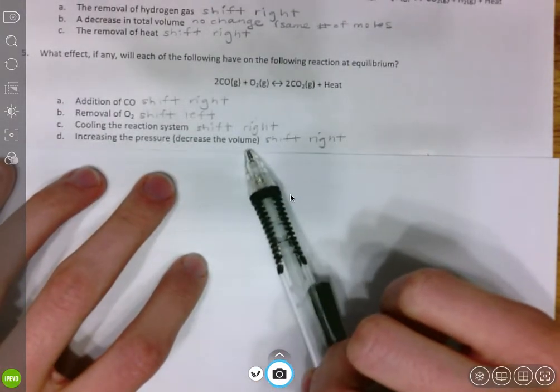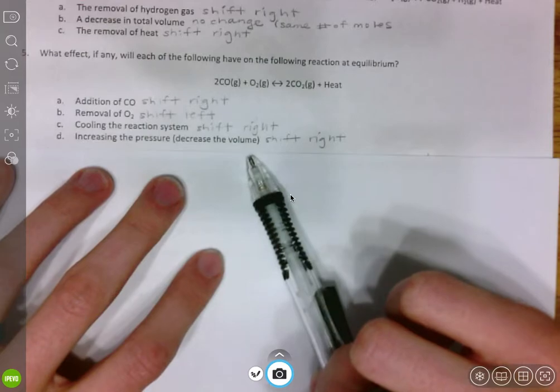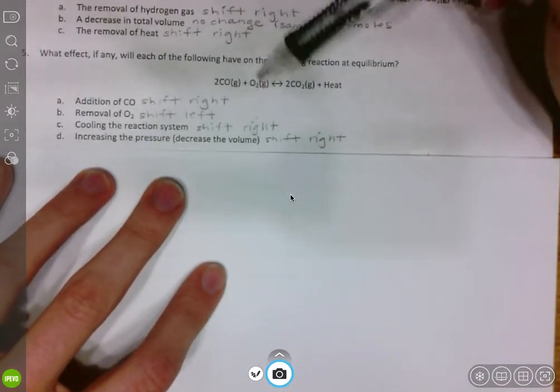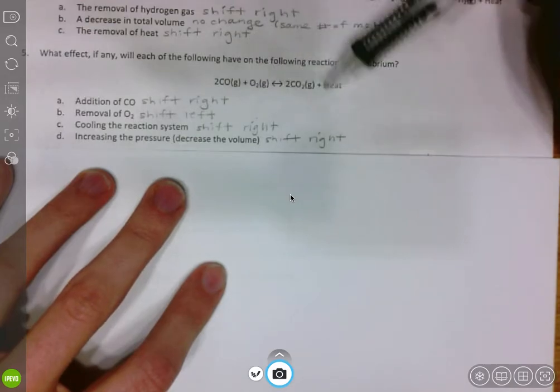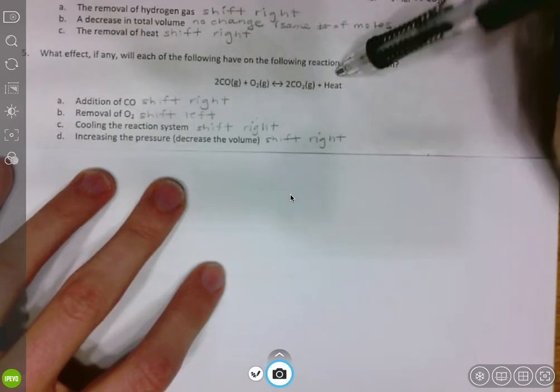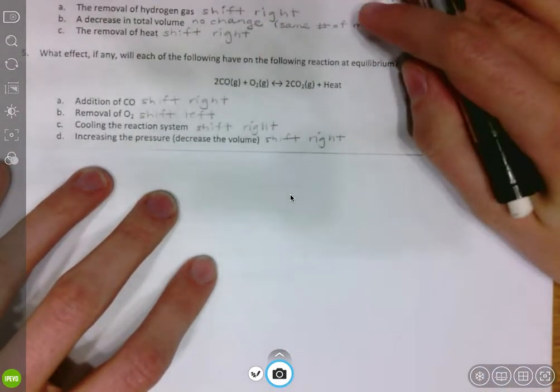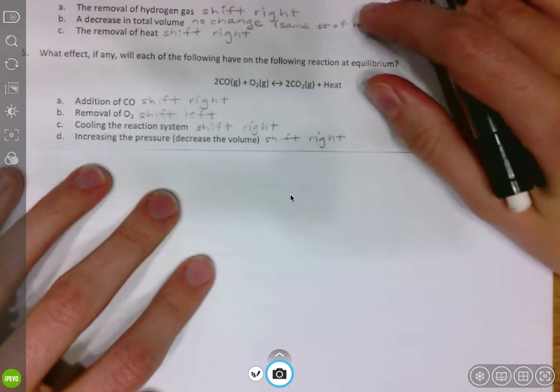Increasing the pressure, so decreasing volume. If we're decreasing volume, we're going to shift to the side that has fewer moles of gas. So here we have 3 on the reactant side and 2 on our product side. So we're going to shift to the right where there's less gas, because our gases don't really like high pressure.